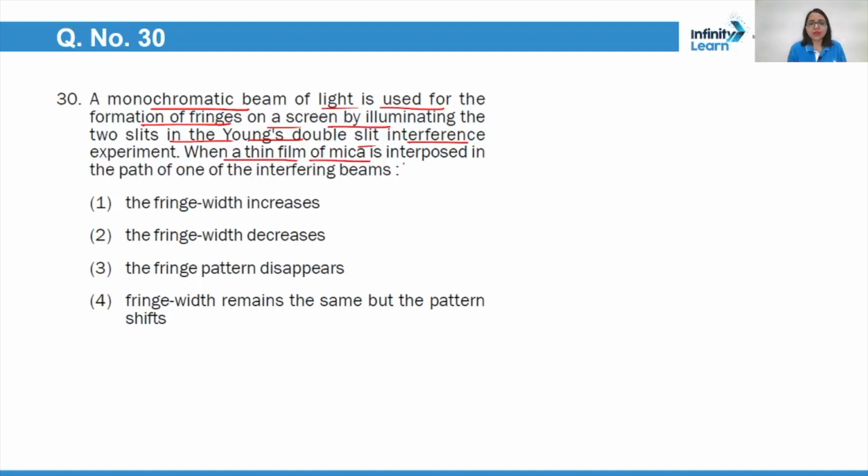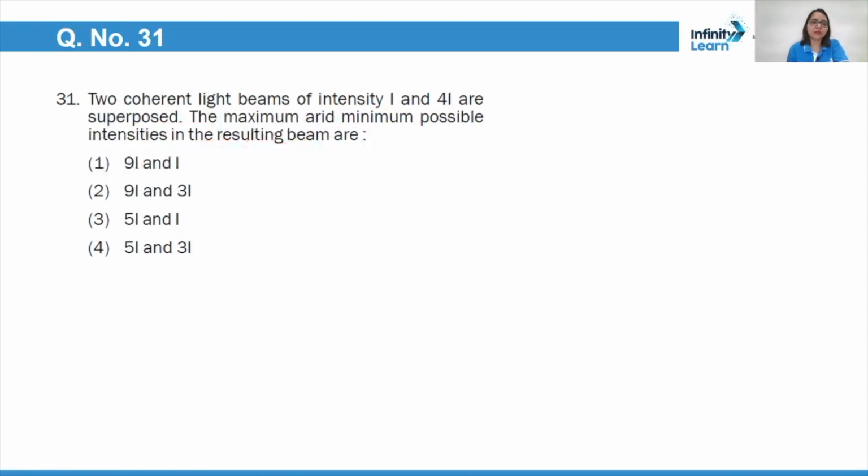When a thin film of mica is interposed in the path of one of the interfering beams, then fringe width will remain the same, but the pattern will shift. So the correct answer is option 4.